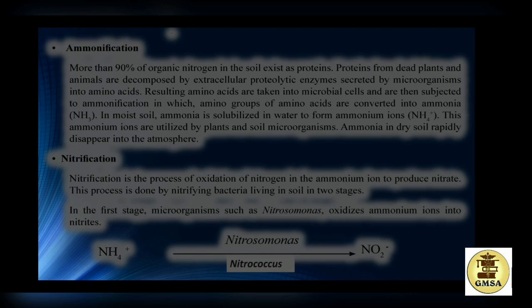In the first stage, microorganisms such as Nitrosomonas oxidize ammonium ions into nitrites. Now, here you can see this conversion. Ammonium ions are oxidized to nitrite. The nitrogen in ammonia is oxidized to the nitrogen in nitrite. This conversion is carried out by Nitrosomonas and Nitrococcus-like microorganisms.